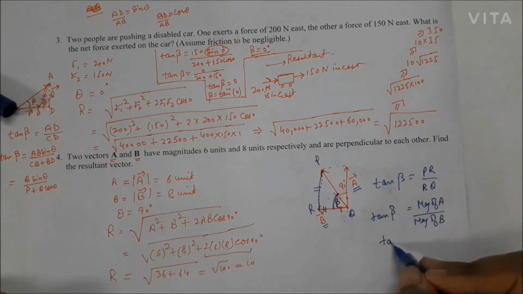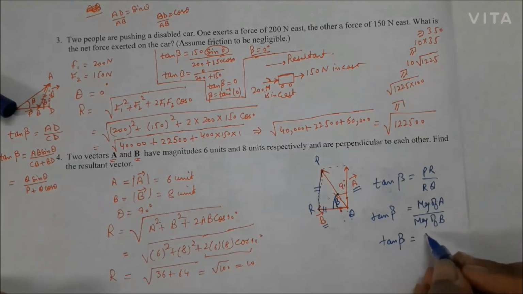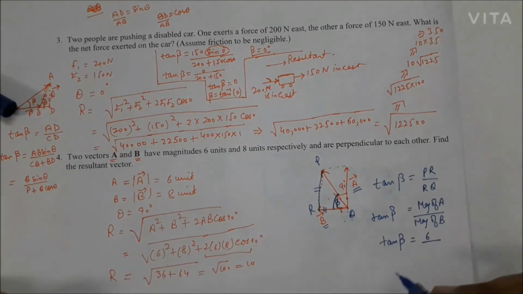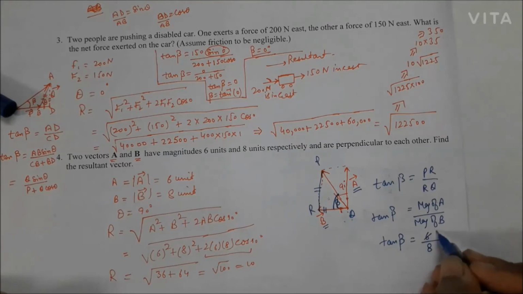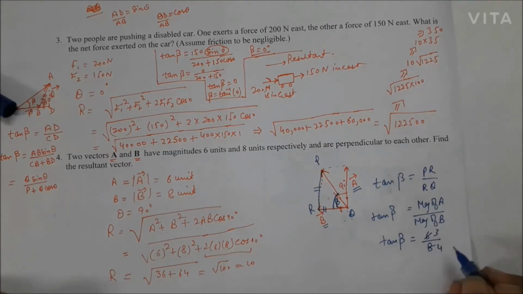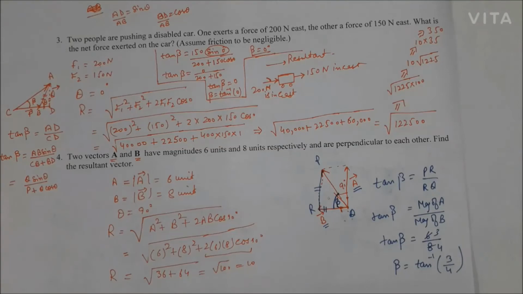Now what is the magnitude of A? It is 6 units, and what is the magnitude of B? It is 8 units. So it comes out to be 6 upon 8, that is 3 by 4. Now your beta comes out to be tan inverse 3 by 4. Okay, so let's proceed to our next question.